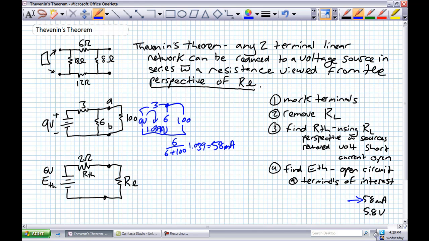Okay, now I'm still not done. I've got to figure out what the voltage is across my 100 ohm resistor. Well, 58 milliamperes through a 100 ohm resistor should give me 5.8 volts using Ohm's law. So it was 6 or 7 calculations that I had to go through, and some tedious collapsing and expanding of that particular circuit.